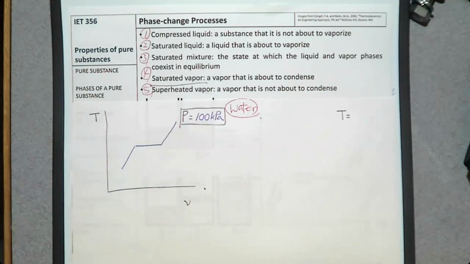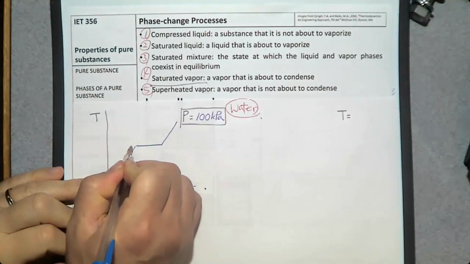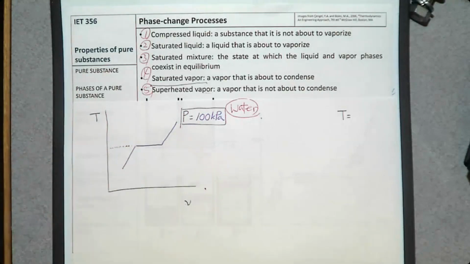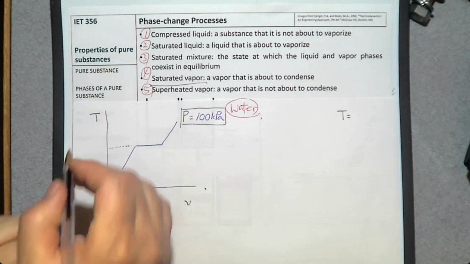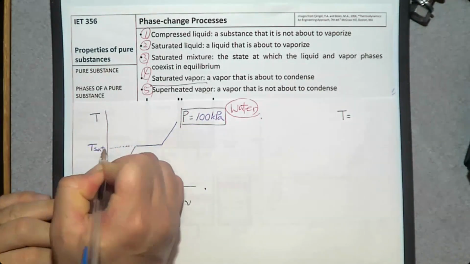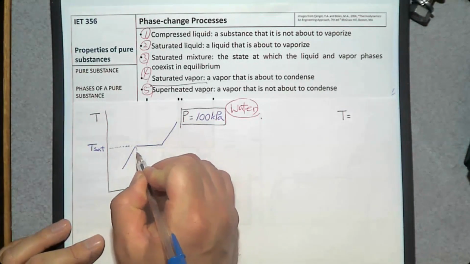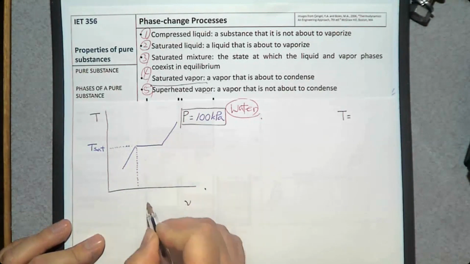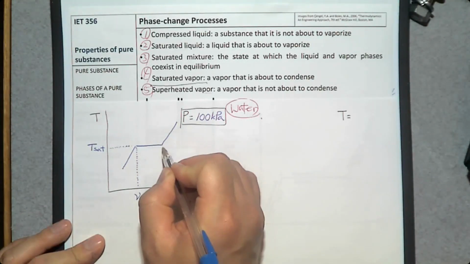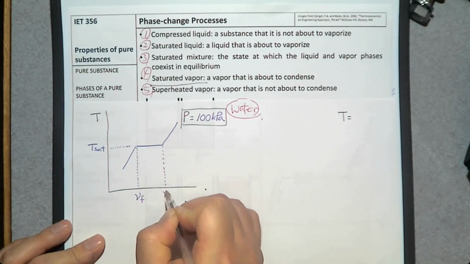So to make this TV diagram, we need to know three property values. One is the temperature of this horizontal line, that is the saturation temperature, T sat. You remember what T sat is? Saturation temperature means the boiling temperature of water at this pressure. And we need two more properties, that is this one, vf, and this one, vg.